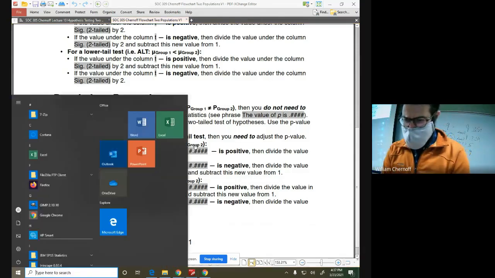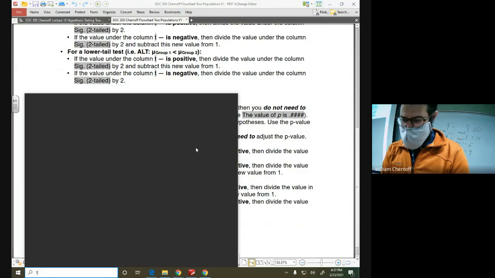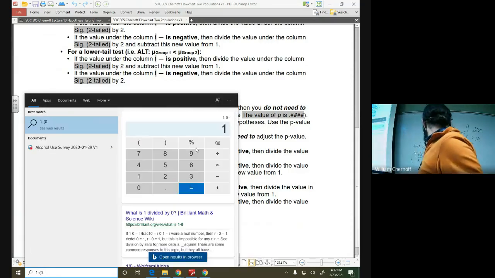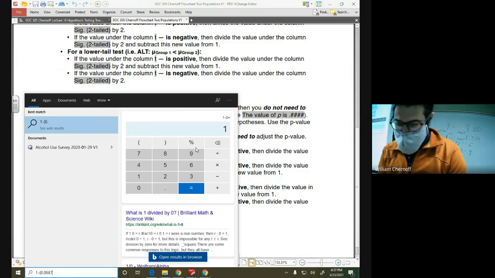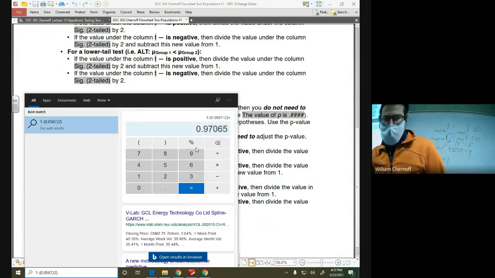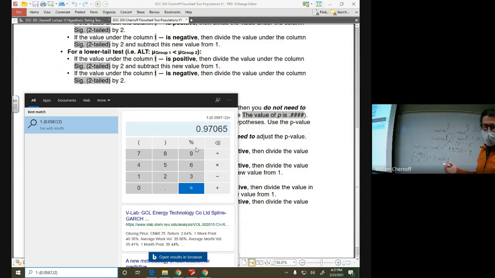So let me do this: 1 minus 0.0587 divided by 2. Okay, so we get 0.9706. So we have a large p-value, definitely larger than 0.05. So we're going to fail to reject the null hypothesis.